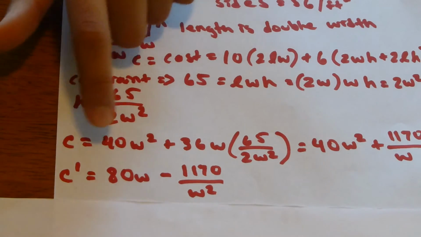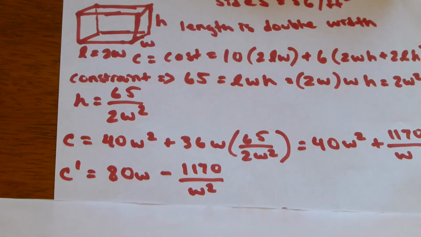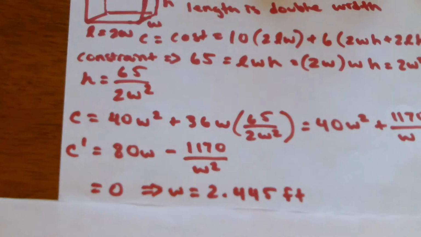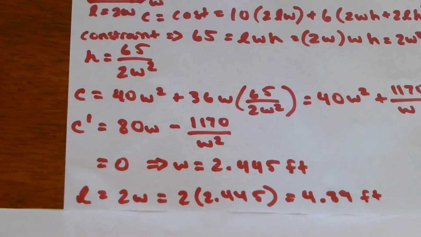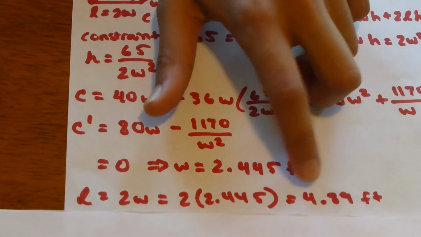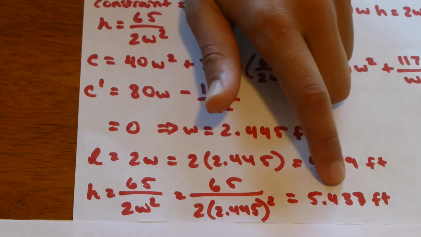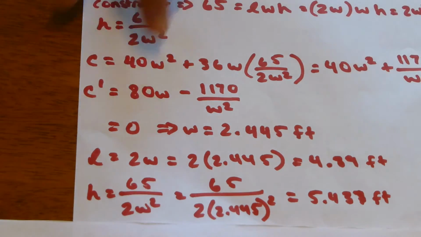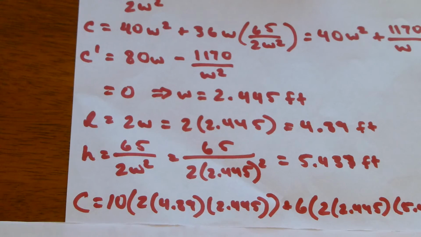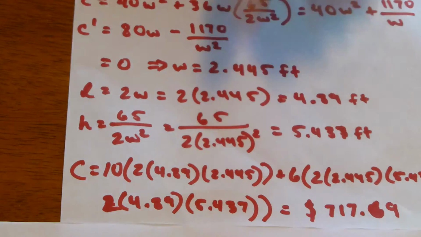This is equal to 60w minus 1,170 over w squared. Now setting this equal to 0 gives us w equals 2.445 feet. Now, by using this, we can plug it back into the original equations, finding our length, which is 4.89 feet. We can find our height, which is 5.437 feet. And by plugging all these values in, we can go back and find the volume and the cost, which is equal to a total of $717.69.